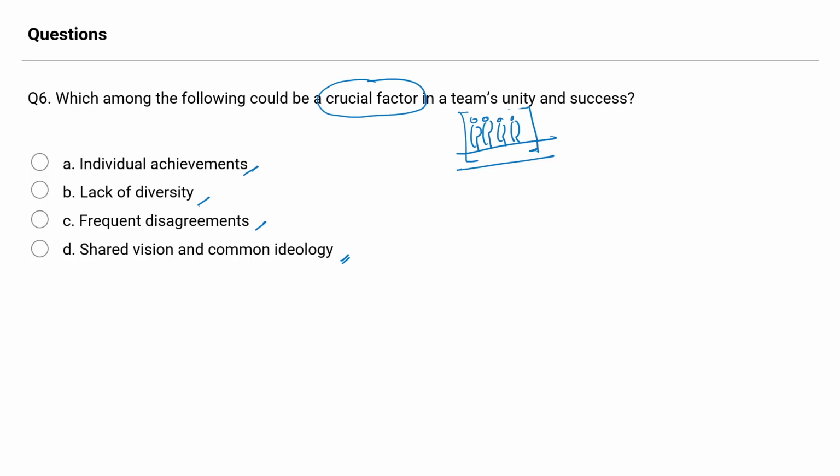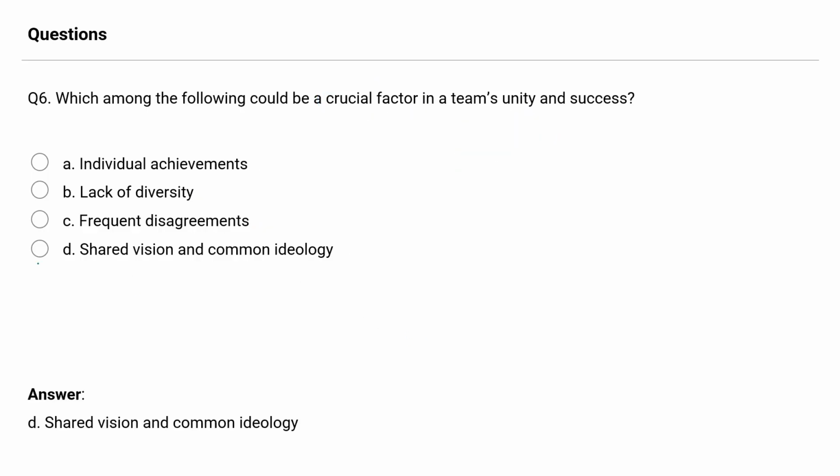Right, let's see the correct answer. Any guesses? Okay, the correct answer is option D, which is the shared vision and common ideology. All right. This is a crucial factor in a team's unity and success. If you'll have a shared vision, everybody would be passionate about that vision. They'll work together as a team and you will achieve your goals. Okay.